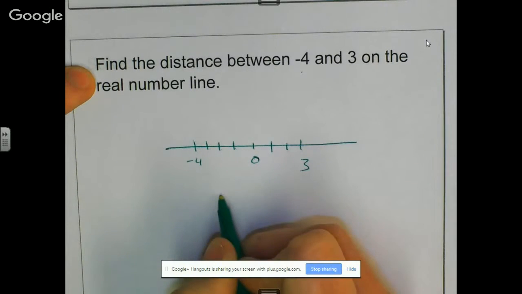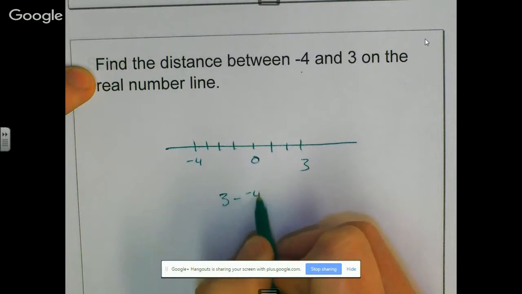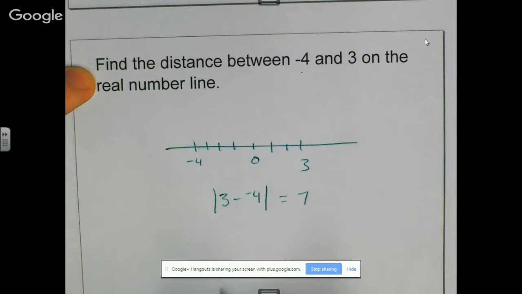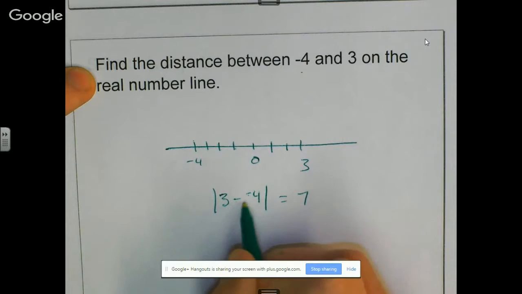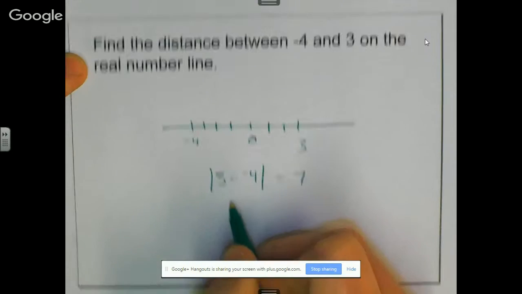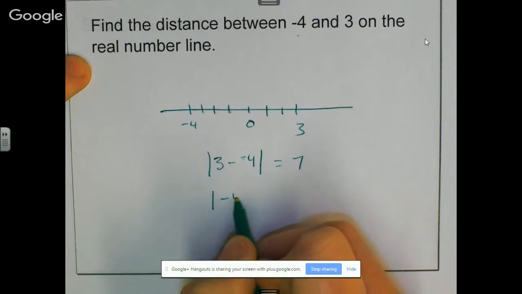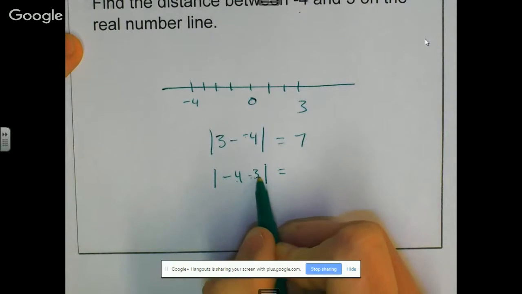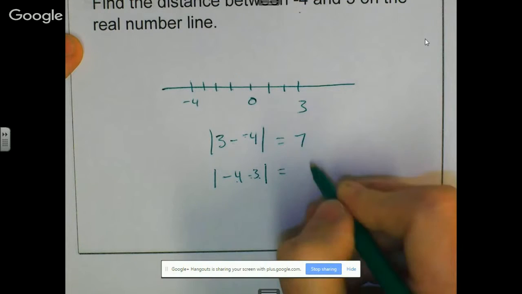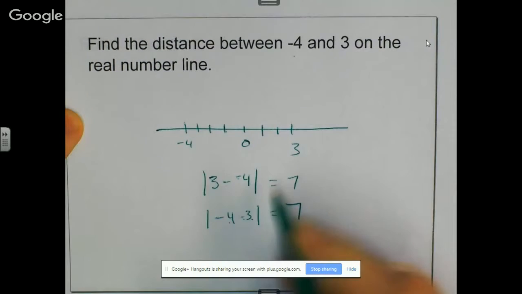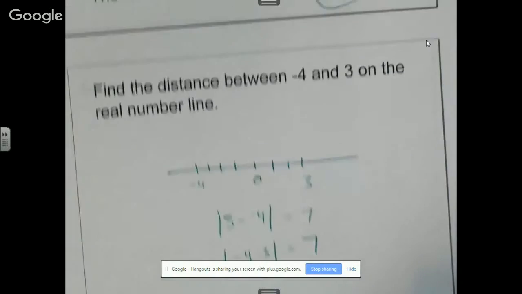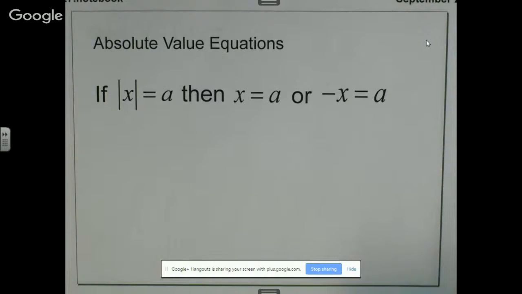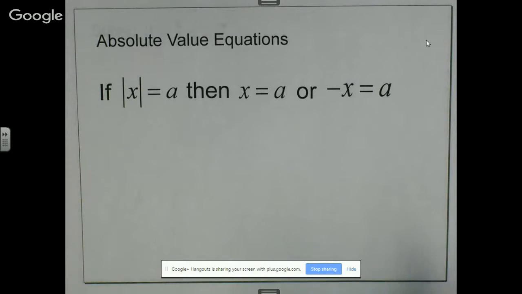You can also say 3 minus negative 4 is 7. Okay, 3 minus negative 4 is 7. Absolute value of 7 is 7. Or you could flip it around. Negative 4 minus 3 equals, well, negative 4 minus 3 is negative 7. The absolute value of negative 7 is still 7. So you've been doing that for many years, but that's how we use absolute value. That's one use of the absolute value.